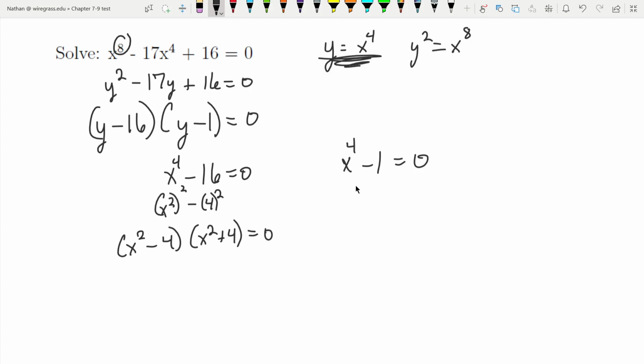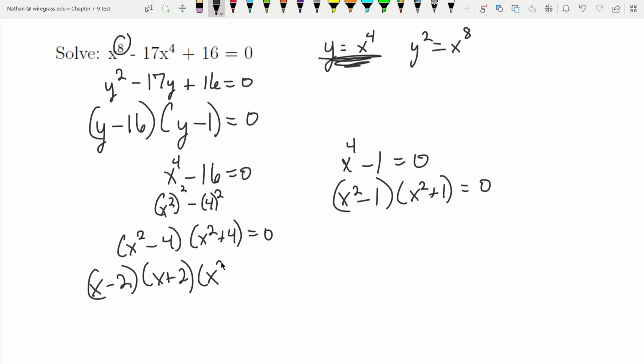And this one, similarly, is x squared squared and then 1 squared. So this is going to be x squared minus 1, x squared plus 1. And this is, again, a difference of two squares. This is going to be x minus 2, x plus 2, x squared plus 4. This one's going to be x minus 1, x plus 1, x squared plus 1.